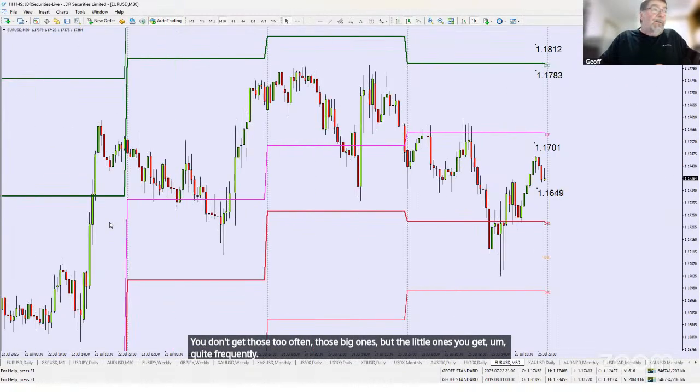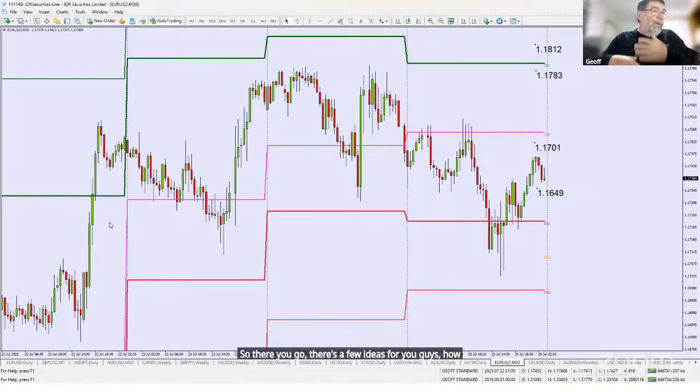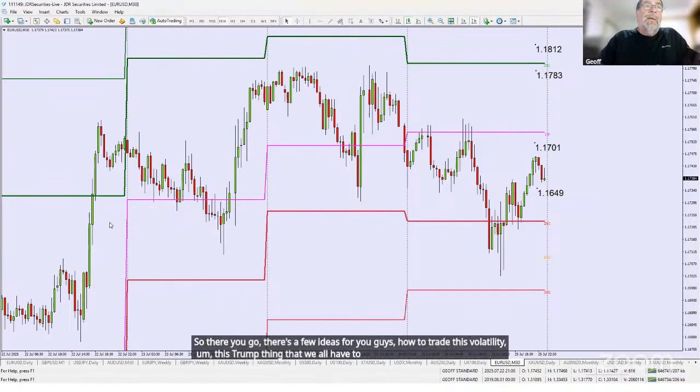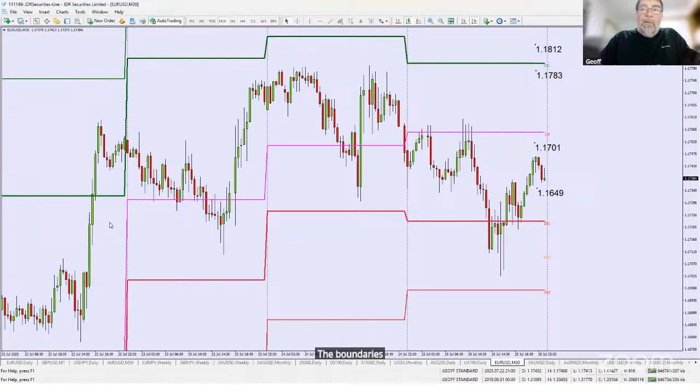So there you go. There's a few ideas for you guys on how to trade this volatility, this Trump thing that we all have to put up with. The boundaries are the ones I would recommend to you. Study them, find them on the charts, and then look what happens once price actually hits them. But that EUR/USD one, that's not a bad one either off the 30-minute chart.